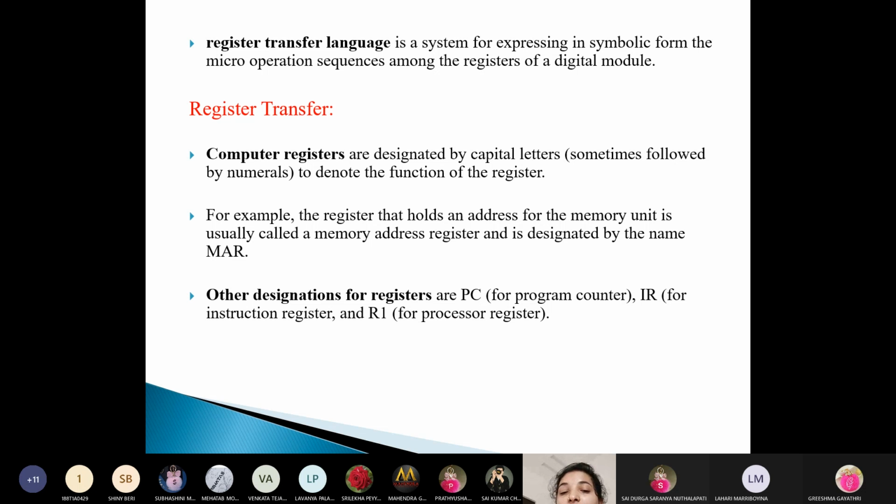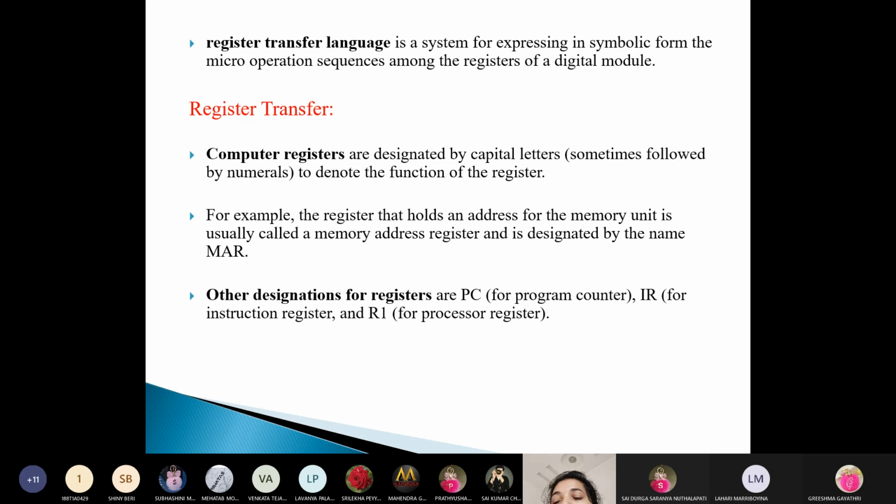Now we are talking about the register transfer. What is meant by register transfer? The computer registers are designated by capital letters. Whatever we type in the computer registers, for example MOV, we give in capital letters, as a shortcut. Everything is denoted in capital letters: R1, R2, or L1, LOAD. We note all of them in capital letters.